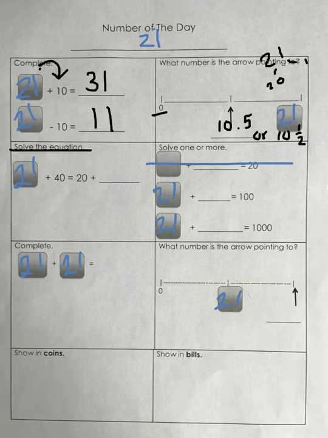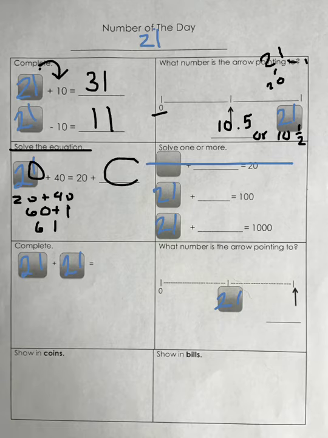All right, I'm going to go down to solve the equation. So in this case, we have 21 plus 40 is equal or the same as 20 plus an unknown number. So the first thing I have to do is solve 21 plus 40. So 20 plus 40, or 2 tens and 4 tens, make 6 tens or 60. And then I have the 1 that I have to add on. So I'm going to add my 1. That gives me 61. So whatever happens over here has to be equal to 61.